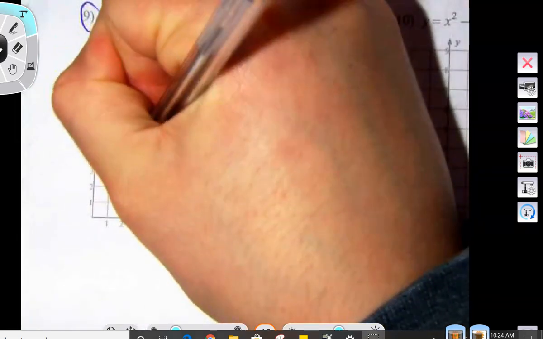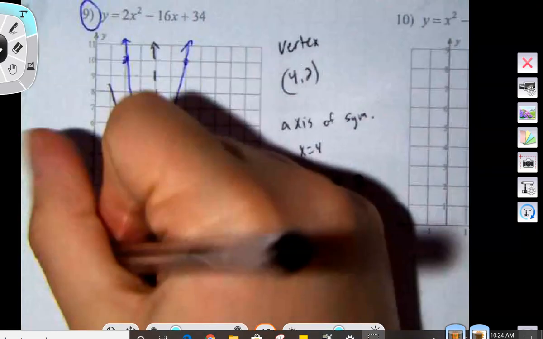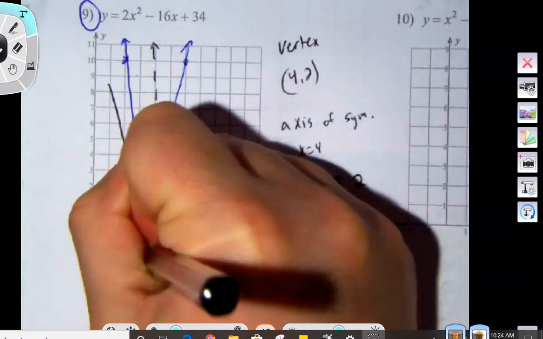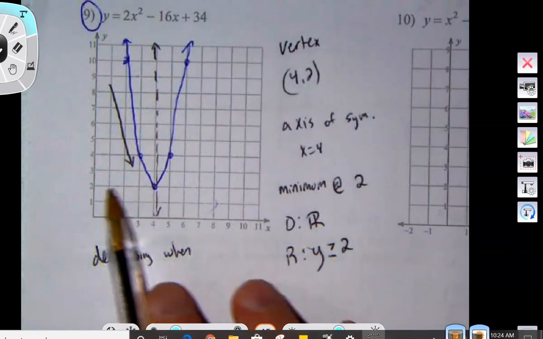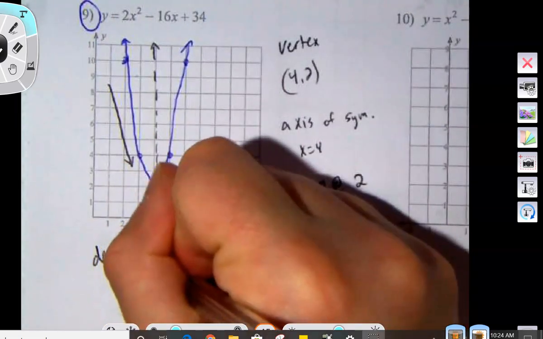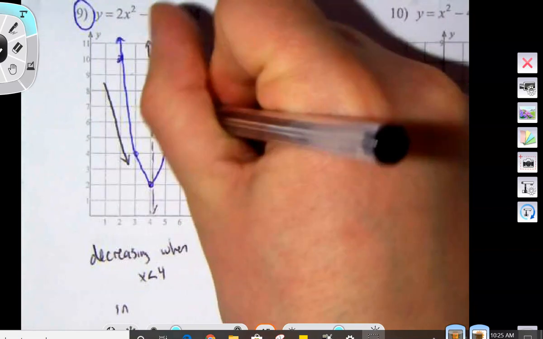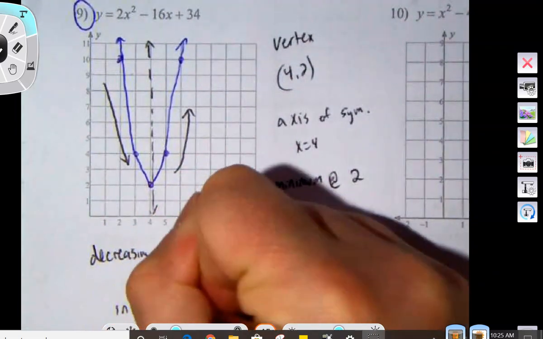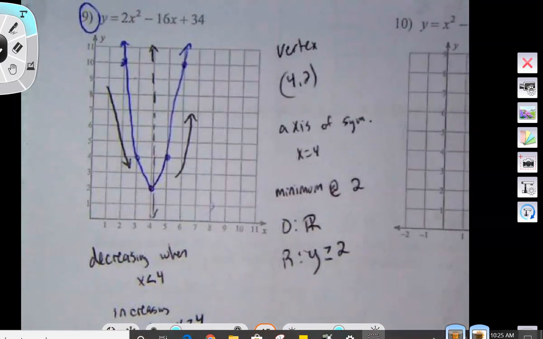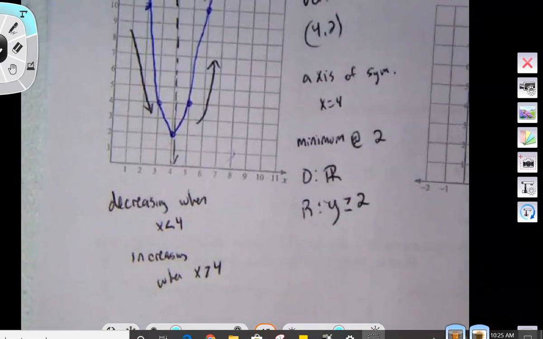And then we need to state when it is increasing and decreasing. So it starts out as decreasing, so we can say that it is decreasing when, in this case, our x value is less than 4. And then it starts to increase on this side, so it is increasing when x is greater than 4. Okay, so we should have that for number 9.